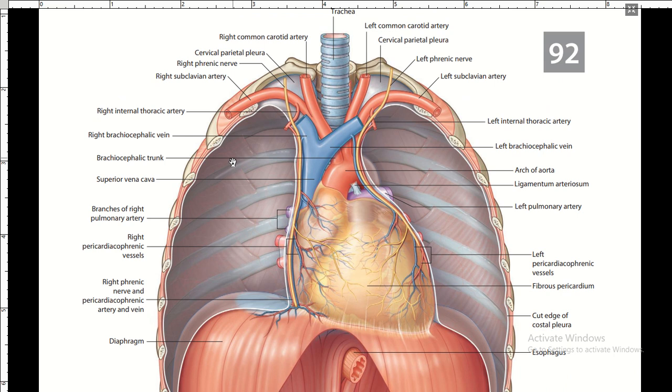So you can clearly appreciate here. If I draw a line just right here, let's say right here, that line is going to separate. Above the line is where you're going to have the superior mediastinum, and below the line you're going to have the inferior mediastinum.